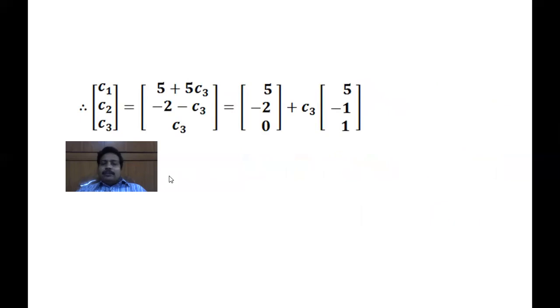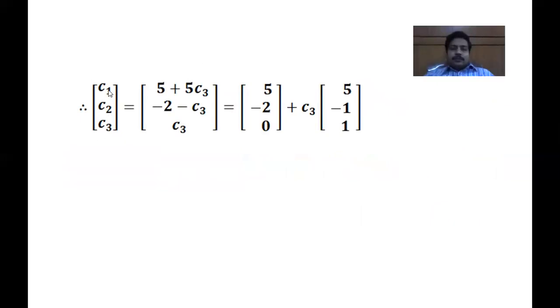So if we write these answers in a column matrix, we'll get C1 is 5 plus 5C3 and C2 is equal to minus 2 minus C3 and C3 is C3. So which can be written as, these are the scalars, 5 and minus 2, here there is no scalar added to here, that's why it's 0. So (5, minus 2, 0) plus C3 times (5, minus 1, 1). So the scalars are in this form, where C3 is any real number.